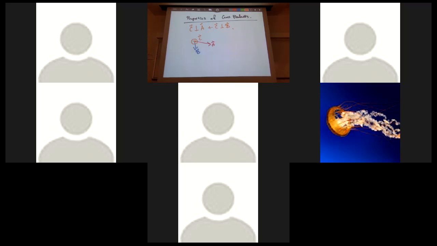Okay. So this is property number one. Property number two is then that vectors A and B form a plane and C is perpendicular to that plane.